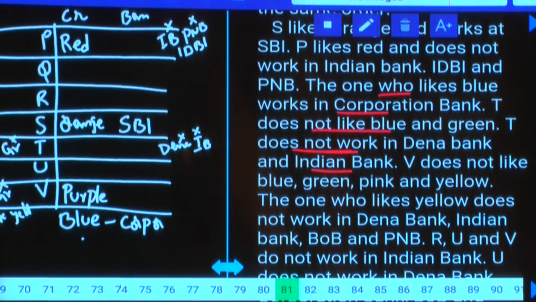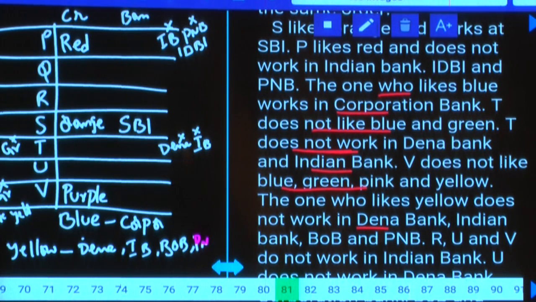Then next one. The one who likes yellow does not work in Dena Bank. Now we are talking about the person who likes yellow. This person who likes yellow does not work in Dena Bank, Indian Bank, Bank of Baroda and PNB. Now these 4 banks were ruled out. At the same time, this person cannot work in SBI because the one who likes orange works in SBI. SBI is also ruled out. And the one who likes yellow cannot be Corporation Bank as well. Why? Because blue is Corporation Bank, clearly given.